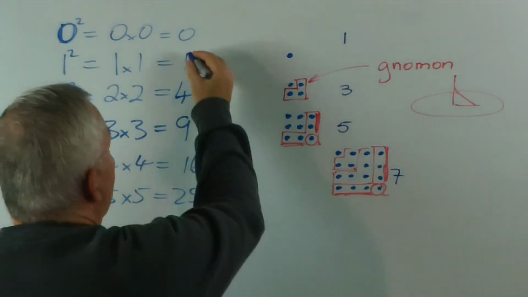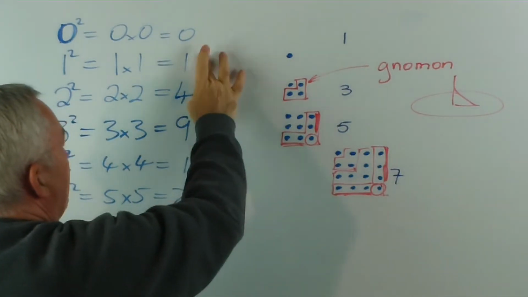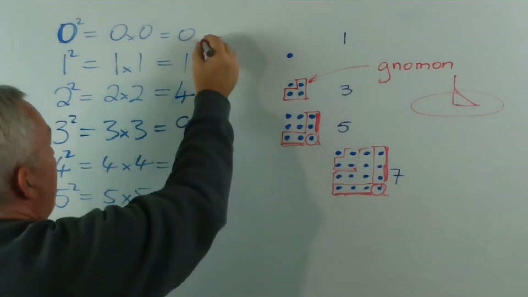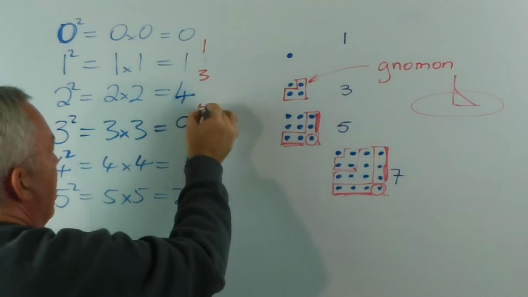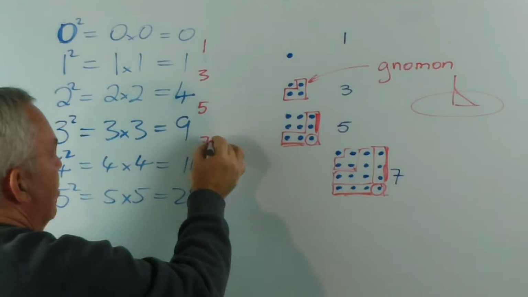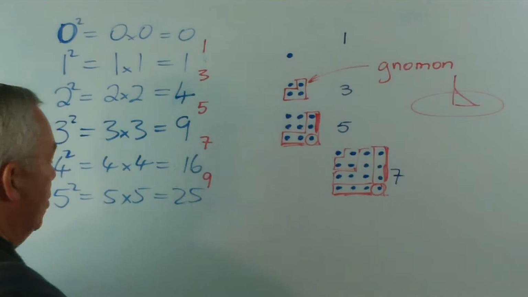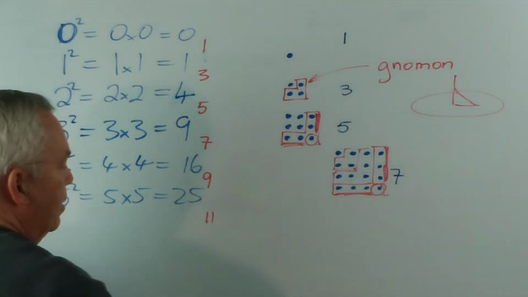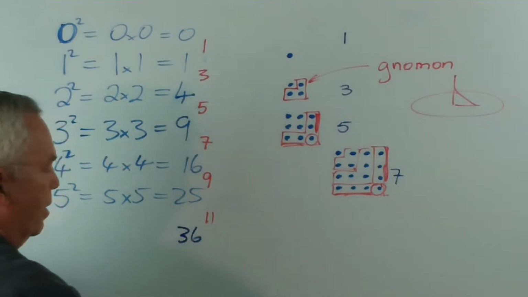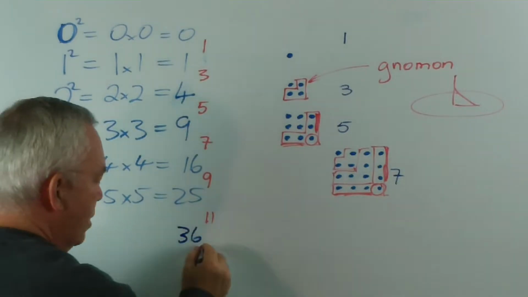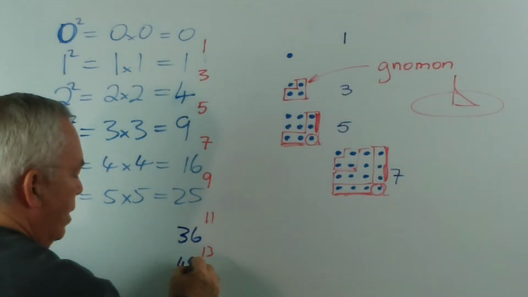But have a look. From 0 to 1 is a gap of 1. Actually, I should do these in red. That's a gap of 1. From 1 to 4 is a gap of 3. From 4 to 9 is a gap of 5. 9 to 16 is a gap of 7. 16 to 25 is a gap of 9, and so forth. I think if you add 11, you can see that the next number is going to be 36. And if you add 13 to that, you can see the next number is going to be 49.